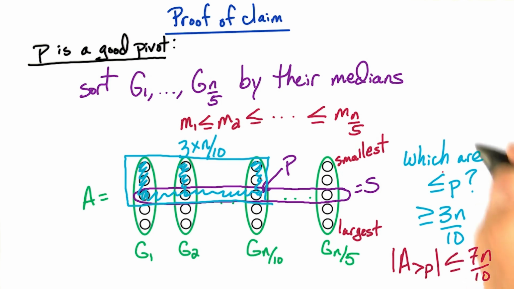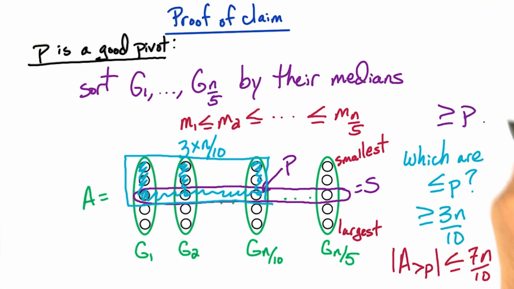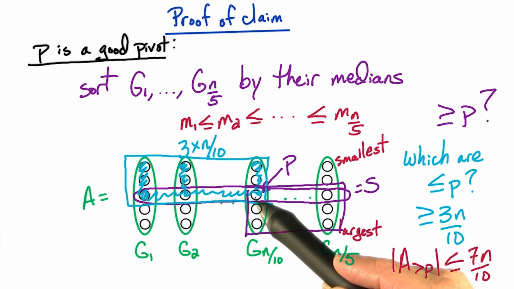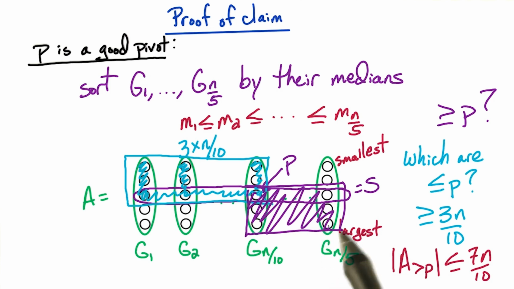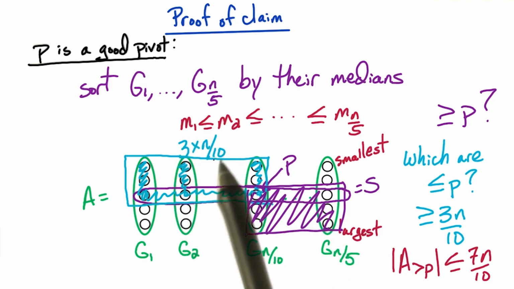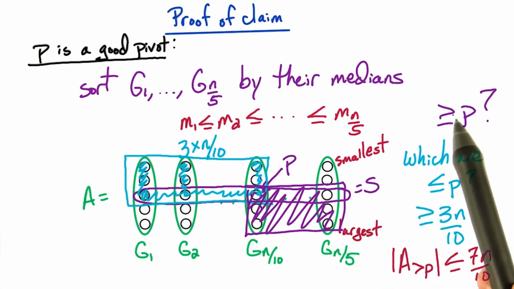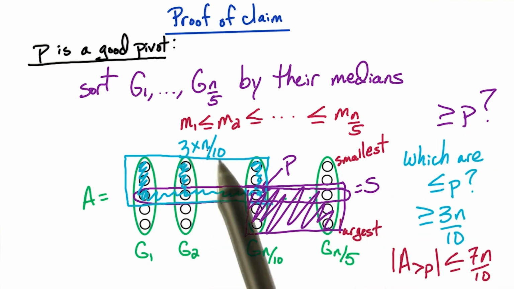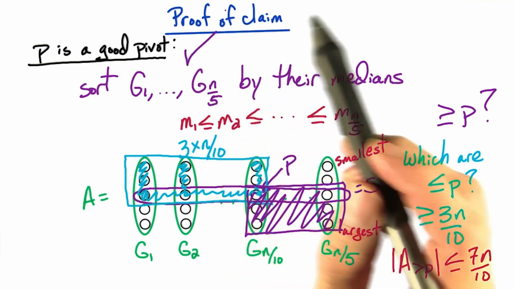Okay, now let's look at the other side. Which elements are guaranteed to be at least P? Well, now I'm going to look at the other corner. All of these elements are guaranteed to be at least P. How many elements are here? Well, the same count. 3n over 10 are guaranteed to be here. So the number of elements that are at least P is at least 3n over 10, and therefore the number of elements which are strictly less than P is at most 7n over 10, similarly. And that proves that P is a good pivot. That completes the proof of the claim.